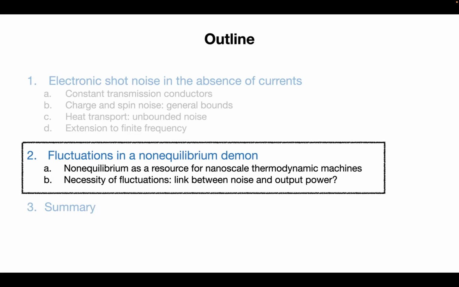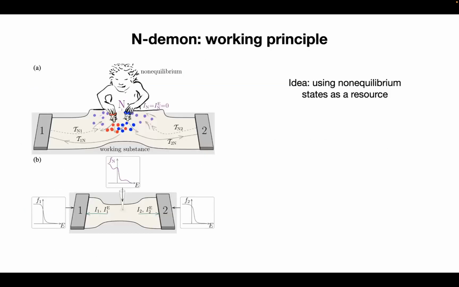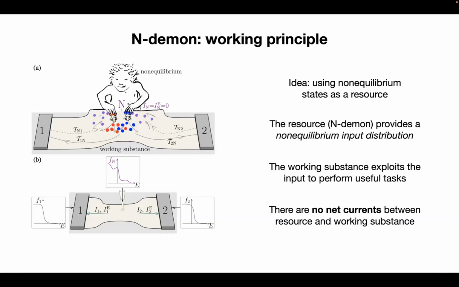Here I want to focus and to go again to the system I was mentioning at the beginning. And so let me repeat what the idea was. Here we want to use non-equilibrium states as a resource, and the mechanism of how the system works would be that the resource provides a non-equilibrium input, which is exploited in the working substance to perform a useful operation. For example, make a refrigerator or run an engine.